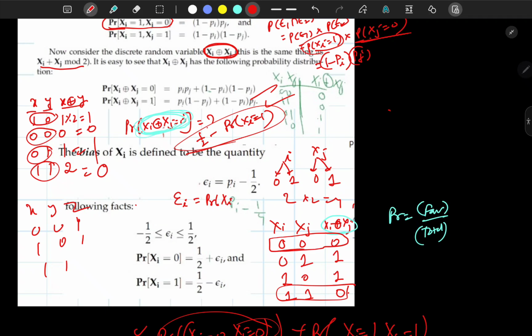Probability that the random variable xi equals 0 minus 1/2. This is what you have to remember. Once the probability pi belongs to 0 to 1, then pi minus 1/2 will belong to minus 1/2 to 1 minus 1/2, which is 1/2. This is what they have written.